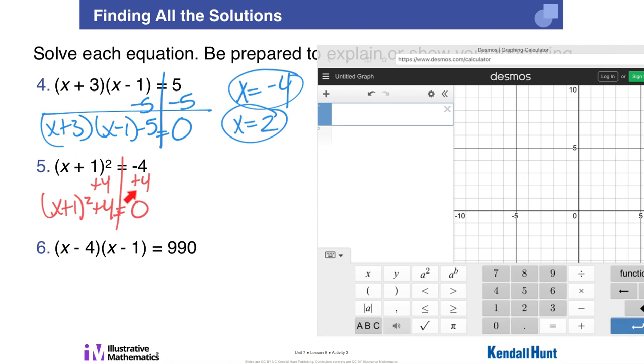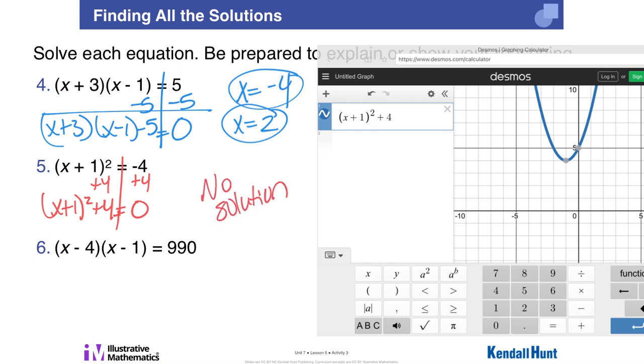In number 5, to get it equal to 0, I added 4 to both sides, so I have (x + 1) squared + 4 = 0. On this graph, we can see that it does not touch the x-axis, and because of that, there are no solutions. Because the x-axis is where everything would equal 0, so there are no values on my graph where the y value is going to be 0.